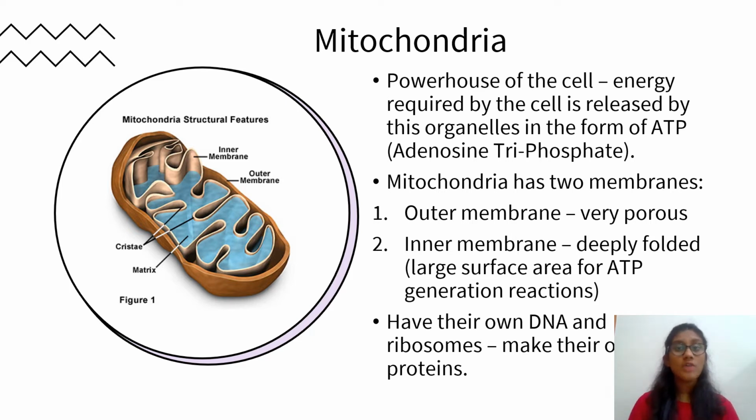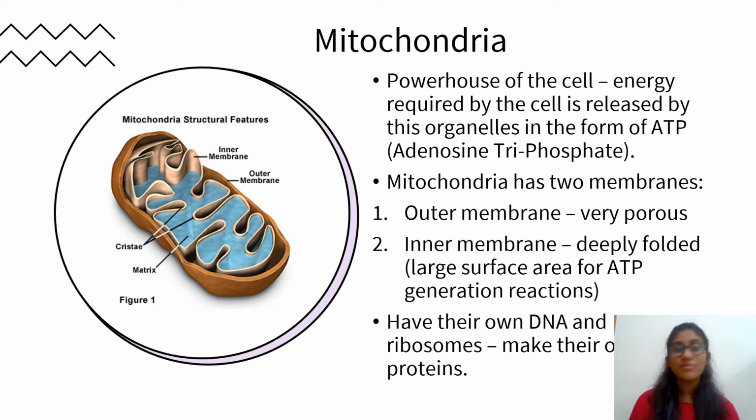Now, mitochondria has two different membranes instead of just one. The outer membrane is very porous, whereas the inner membrane is deeply folded. The deep folds follow the same principle as the villi in our small intestine. These folds create a larger surface area for the ATP generation chemical reactions to take place.